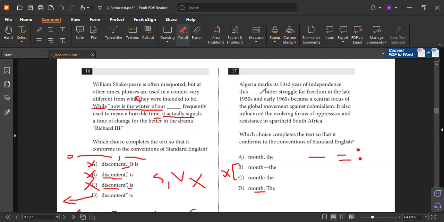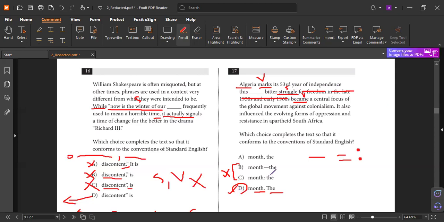Let's check. Algeria marks its: Algeria is the subject, marks is the verb. Remember the word mark can be a verb or a noun, but here it's a verb. It's the third year of independence this month. The second sentence: the bitter struggle for freedom in the late... became. So the struggle is the subject and became is the verb, because all of these are prepositional phrases. So is this a sentence or a fragment? Sentence. So letter D is correct.